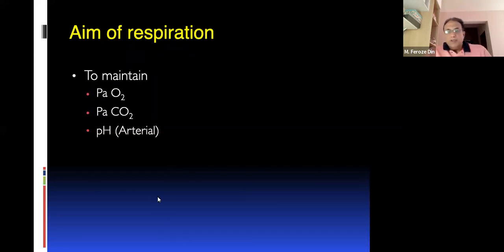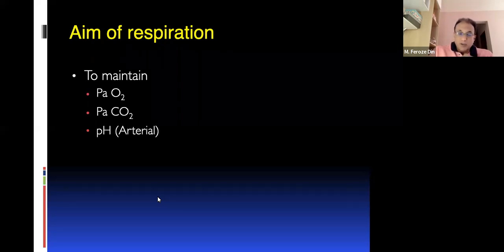What is the purpose of respiration? The purpose of respiration is to maintain the arterial levels of oxygen and the arterial levels of carbon dioxide, and to some extent, pH. And it is in that order. The prime purpose of respiration is to maintain adequate oxygenation of the tissues, and that is done by maintaining oxygen levels in the arterial blood. And of course, the job of distributing that is not the job of the respiratory system, that is the job of the cardiovascular system, which you will cover later on.